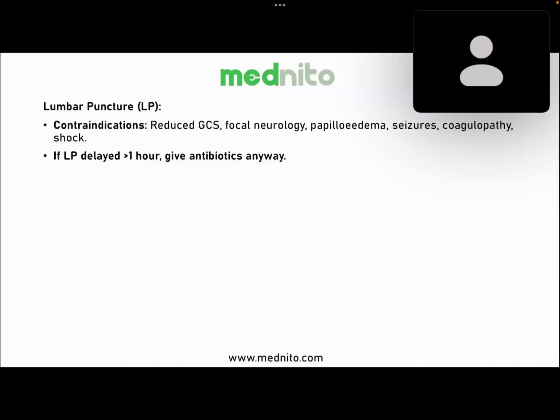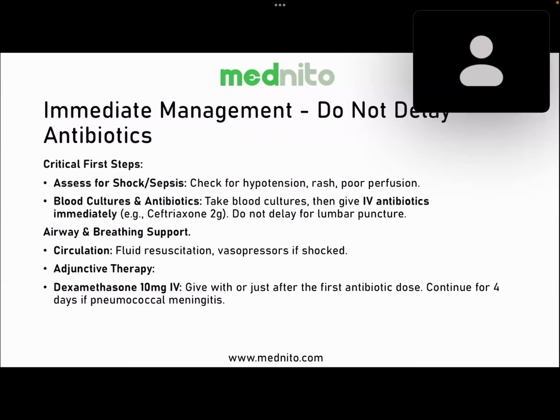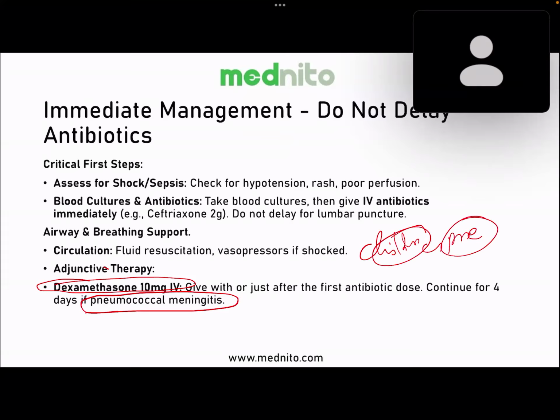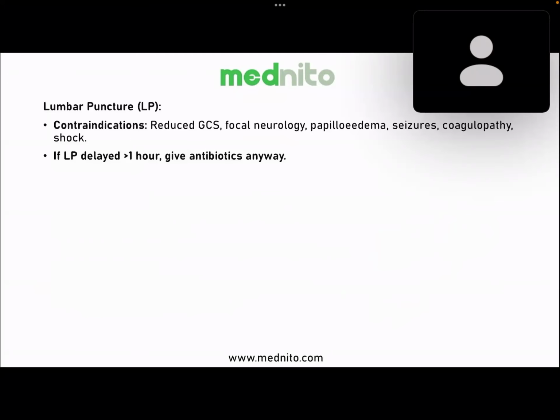All right. Can you see this? Dexamethasone needs to be given if the patient has pneumococcal meningitis. What did we just discuss about this thing? Dexamethasone 10 milligrams IV needs to be given if the patient has pneumococcal meningitis, because children are usually affected with pneumococcal meningitis, and the complication for children infected with pneumococcus is hearing loss. So hearing assessment needs to be done.